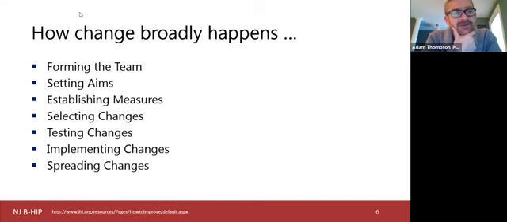Once you've established the measurement system, these change methodologies move into selecting changes, testing those changes, lastly implementing, and then spreading across the system. So no matter how you're changing, these steps are probably going to be your broad framework, and they've been the framework that we've used here in the BHIP project.